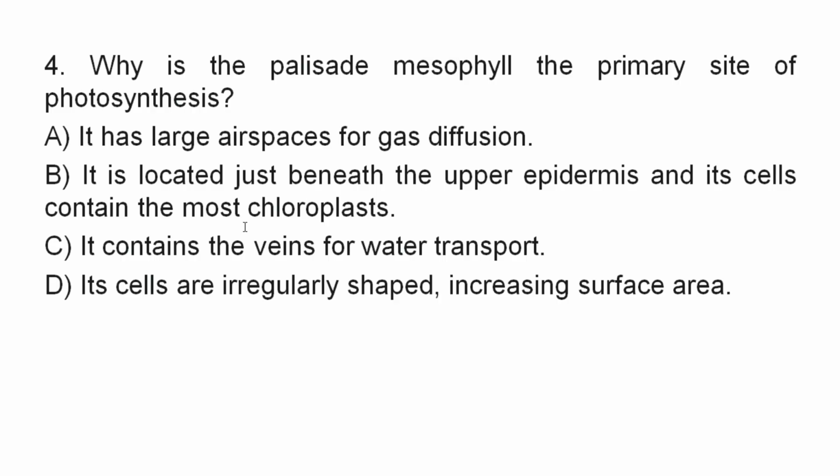B, it is located just beneath the upper epidermis and its cells contain what? Most chloroplasts. Many or most chloroplasts are found within the palisade mesophyll. That's the reason why palisade mesophyll, or palisade layer, is the primary site of photosynthesis. It has large space for gas exchange.